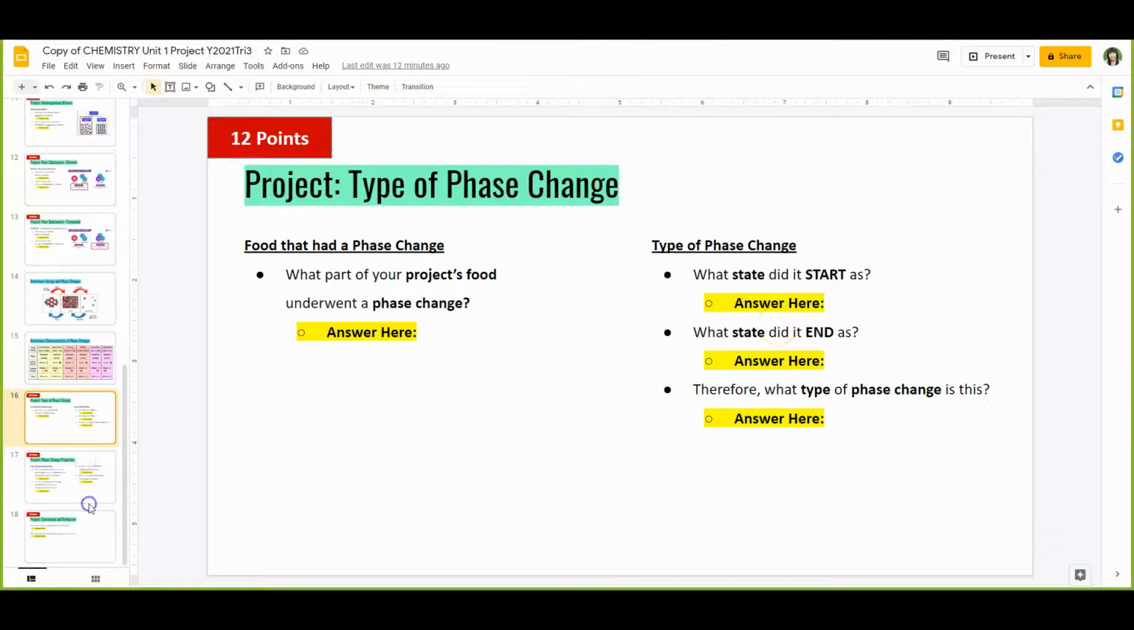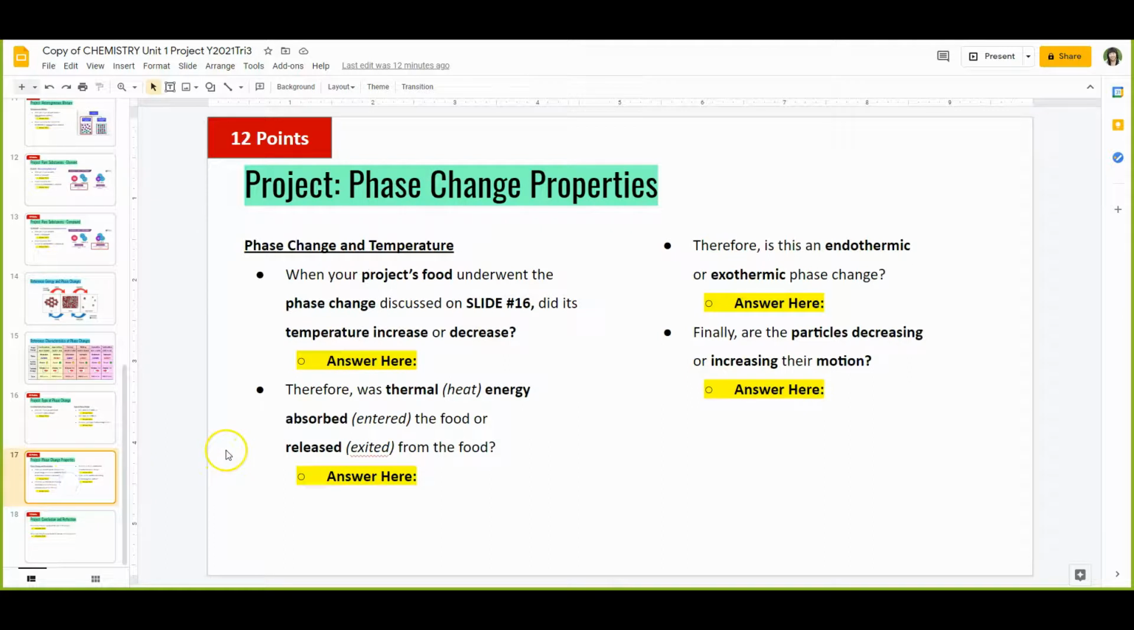Taking a look at slide number 17, we just mentioned the answers to slide number 17. We said, did temperature increase or decrease in your phase change? So remember that melting and vaporization should have similar changes in properties, right? We talked about how melting and vaporization, you're ending either as a liquid or a gas, which is going to be hotter, so temperature is increasing.